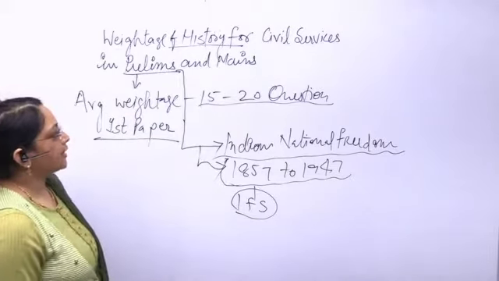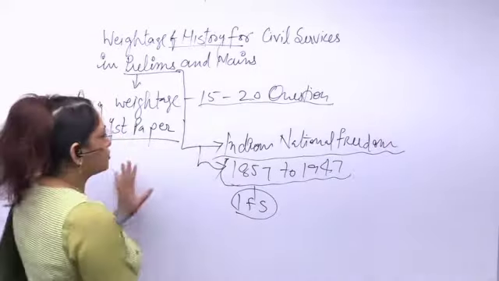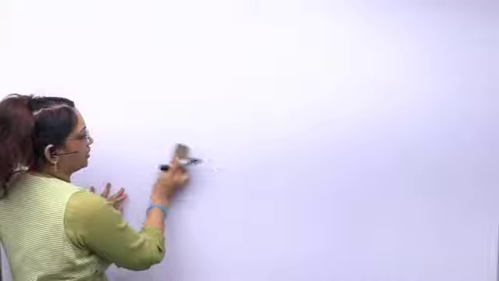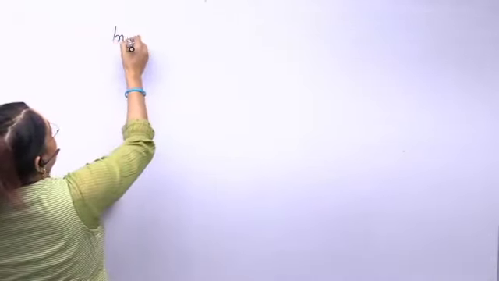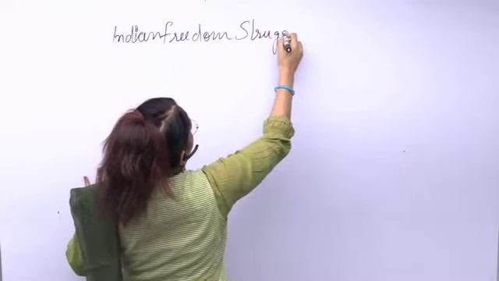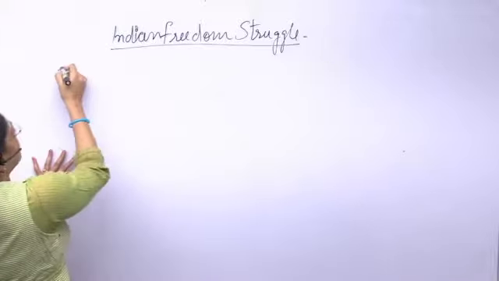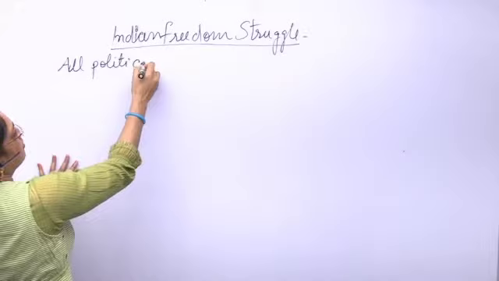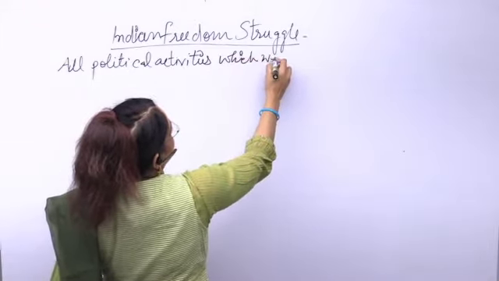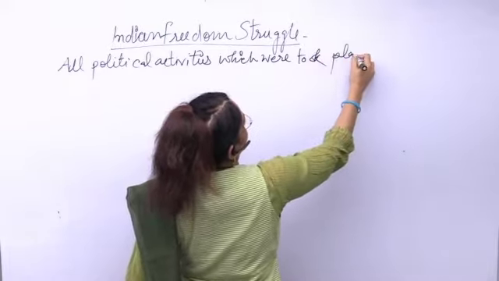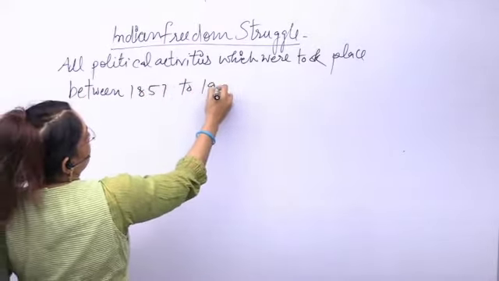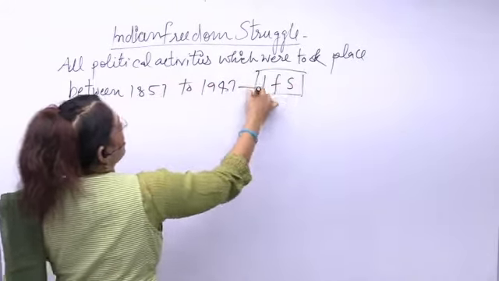And now I'm going to explain which topic we are going to cover today. The most important chapter for the Indian freedom struggle. First of all, I will explain the Indian freedom struggle in three stages, basically. The Indian freedom struggle: all political activities which took place between 1857 and 1947. That is called the Indian freedom struggle or Indian national movement.